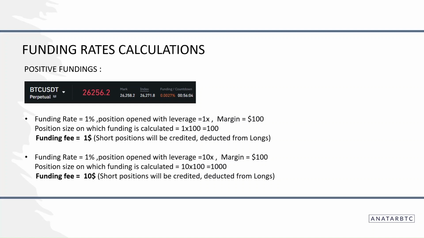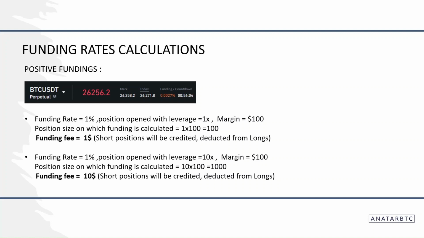Since we are taking the example of positive funding, short positions will get $1, and long positions will be deducted $1 for the similar sizes mentioned here. If their position size is the same, then they are going to receive and give $1 respectively.